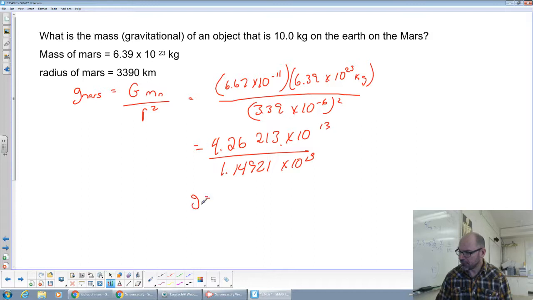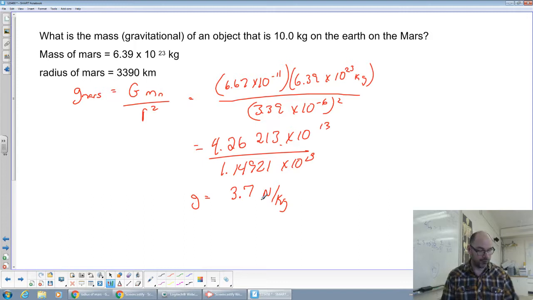So the gravitational constant on Mars is, let's see here, what do we get? 4.26213 divided by 1.14921. So you get, let's go with two significant figures, 3.7 newtons per kilogram.